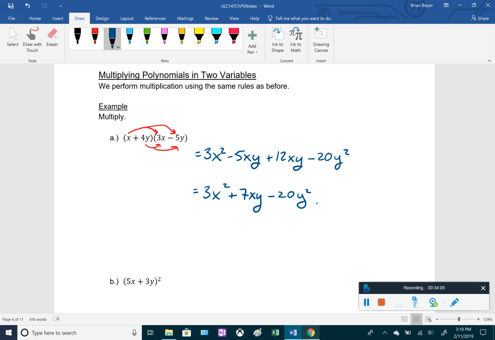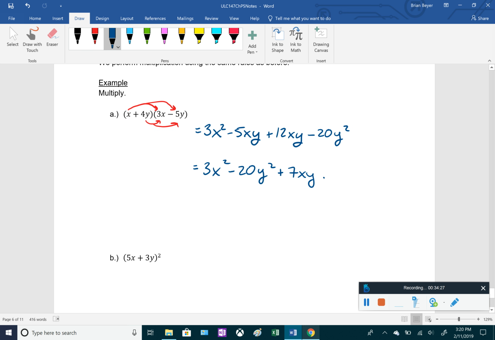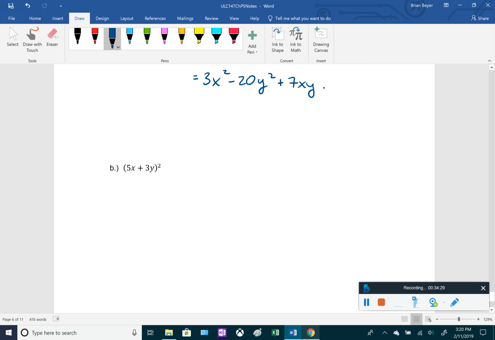What I'm actually going to do here, just to be a little confusing, I'm going to put the y squared term second. So minus 20y squared plus 7xy. It really doesn't matter in this case because every single one of those terms is degree 2. So it doesn't matter. I'm just doing it for no apparent reason. Okay, for the last example here, we have 5x plus 3y, squared.